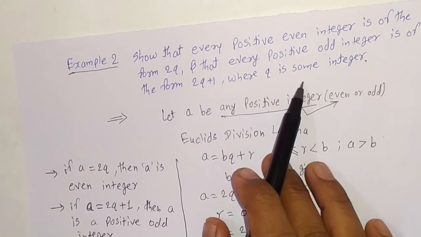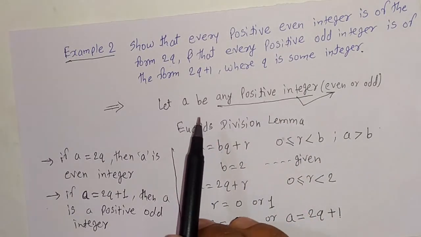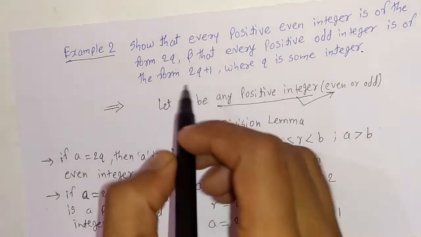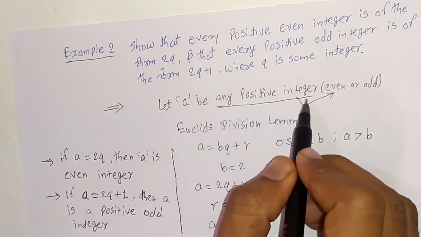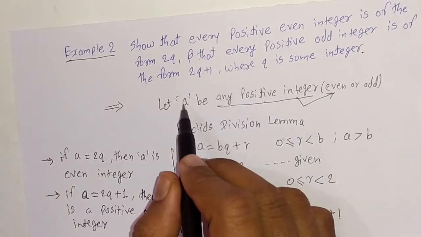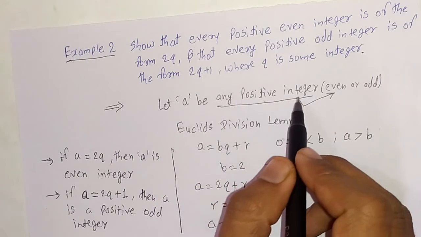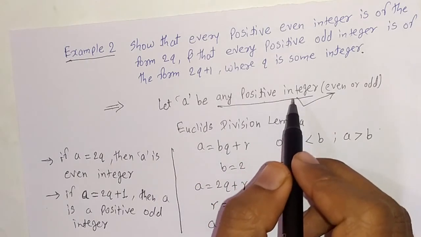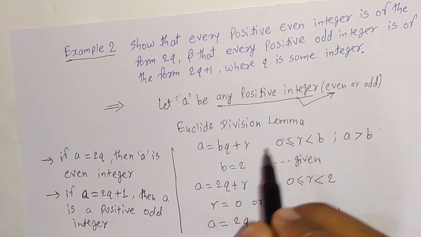This is the simplest process. First, we have assumed that a is any positive integer. It can be even or odd. So we have assumed a letter a as any positive integer. Okay. Now apply the Euclid's division lemma.